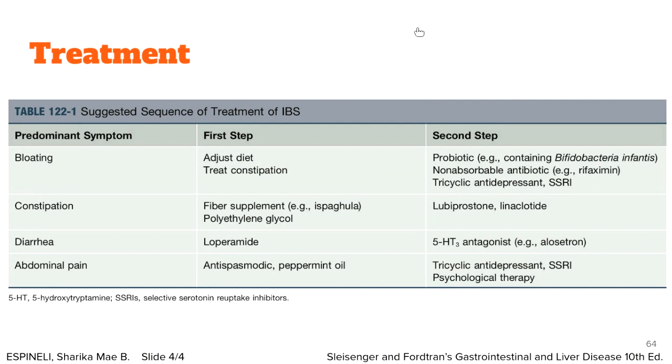Doc, according po I think that's already there in the first, for bloating. Opo, so for bloating po. Second step po siya for the treatment of bloating, Doc. Okay. Hello? Dr. D? Yeah, and also rifaximin for IBS diarrhea.